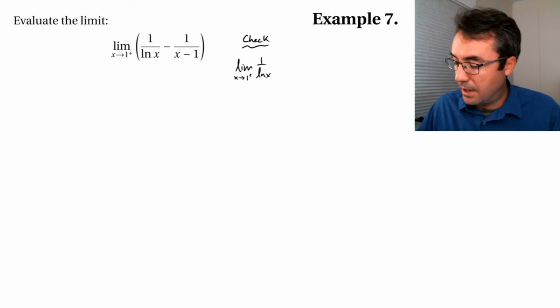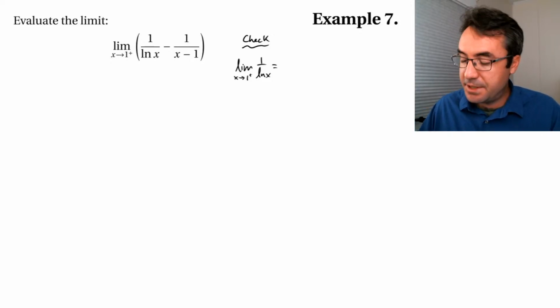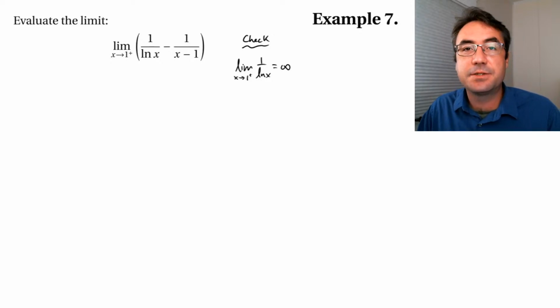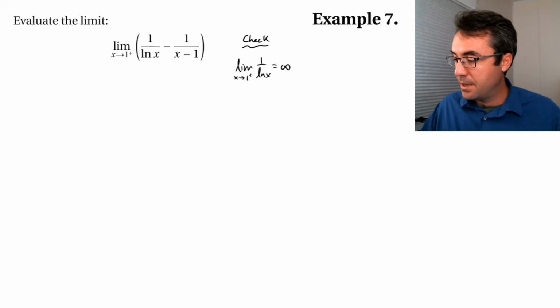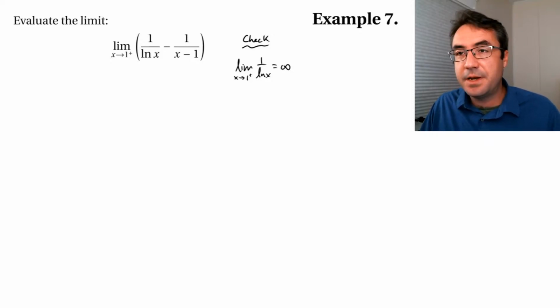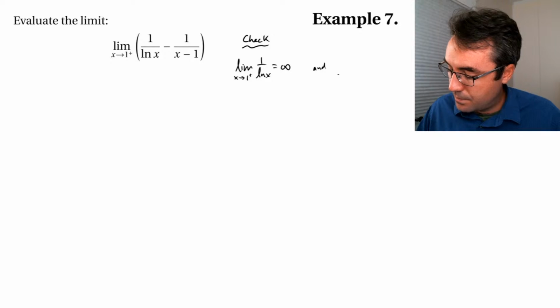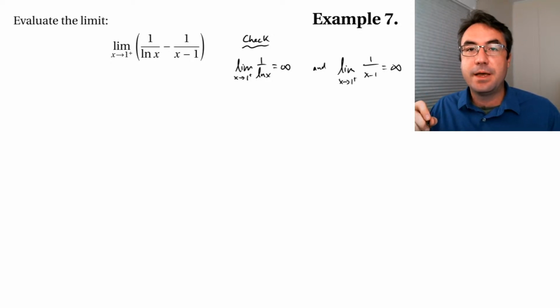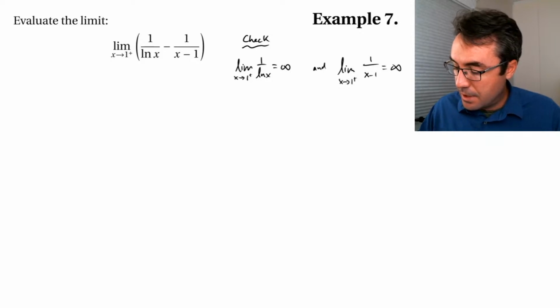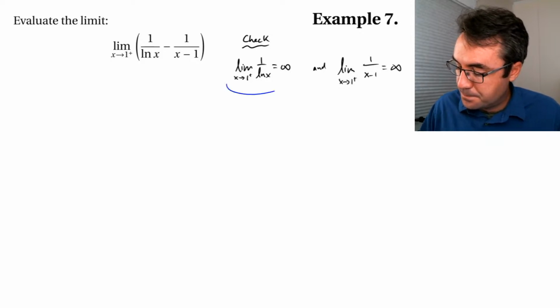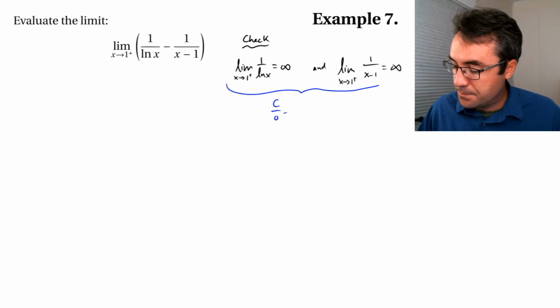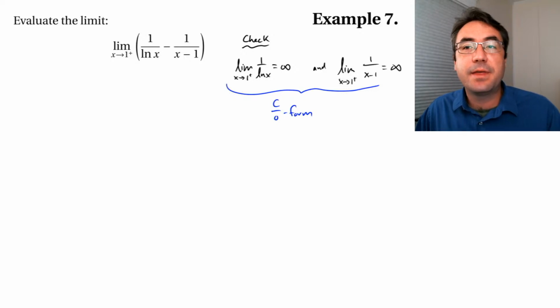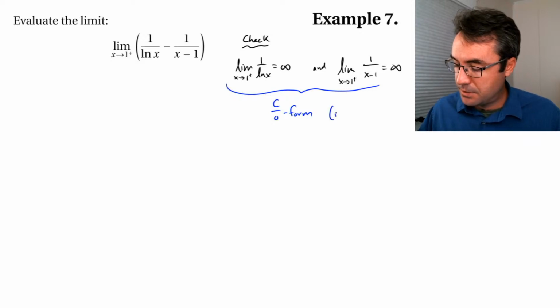And I'll leave it for you to fill in the details here, but this limit is positive infinity, and then the limit of the other term, 1 over x minus 1 as x goes to 1 from the right, is also positive infinity. And you could check both of those by identifying them as a c over 0 form and then using test numbers. So we did that way back.